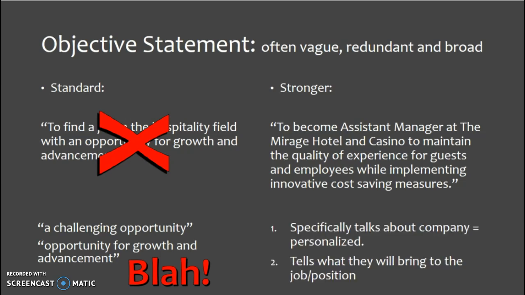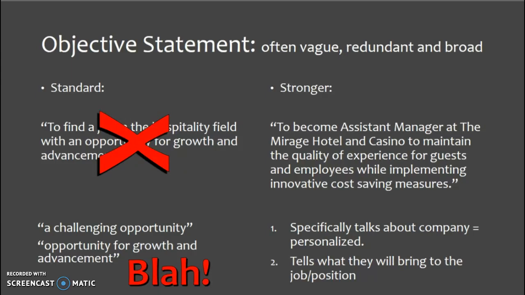For the stronger ones, this one is stronger because it specifically mentions the company. So the reader immediately knows that this resume is personalized for them. It isn't just a form resume that you've blanketed the world with. Also, it tells the reader what they're going to bring to the job or the position. The standard one is all about, I want the company to do this for me. But the stronger one is about, this is what I want to do for you. It's much more proactive, much more engaging. So that's what makes a strong objective statement.